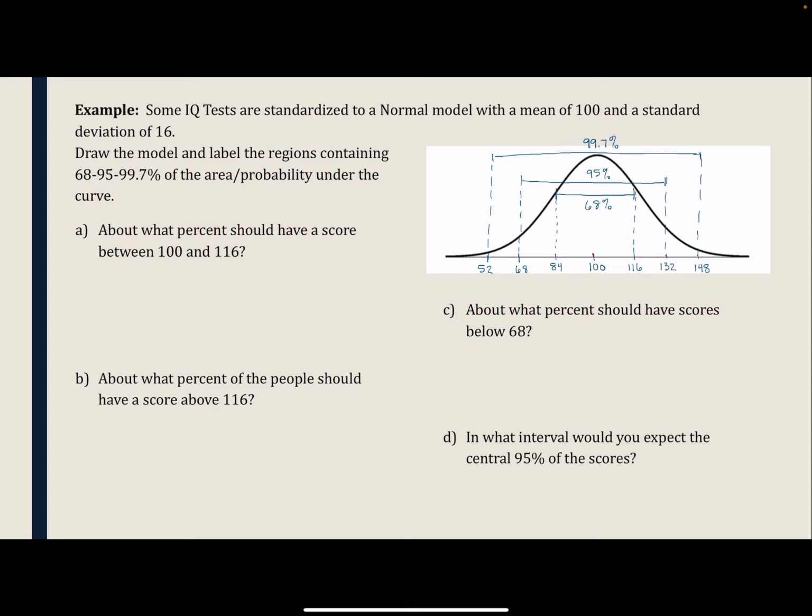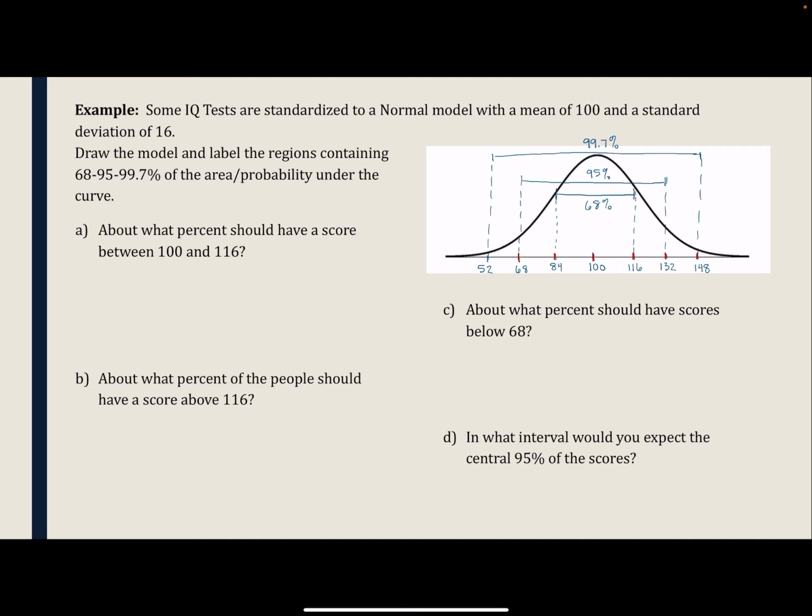So I have the mean at the center, that's the 100. I added 16 to get the 116. That's the first standard deviation away. I added 16 again to get 132. That's 2 standard deviations above the mean. And then I added 16 one more time to get 148, and that's 3 standard deviations above the mean. Then I subtracted 16 once to get 84. That gave me 1 standard deviation below the mean.